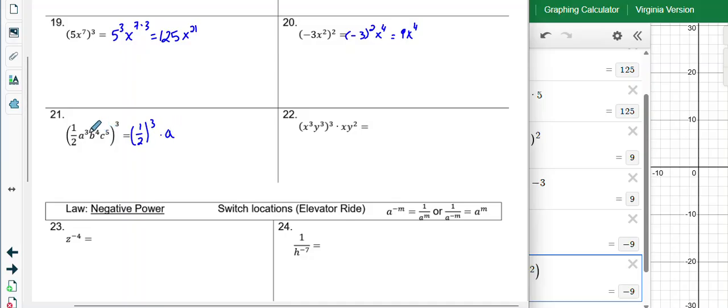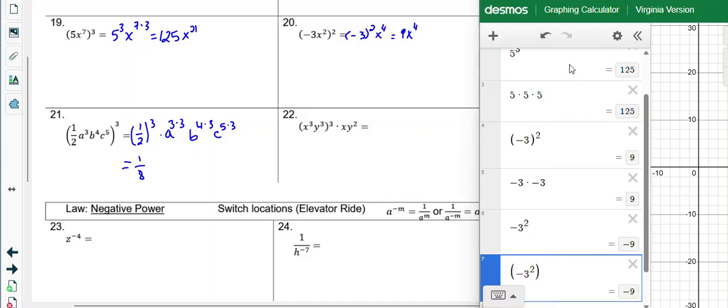So you have 3 times 3, which is 9. I'll go ahead and write it all out step by step, just so you have it in your notes. And then B, 4 times 3. And then C is 5 times 3. And then let's now simplify everything. Now, this is 1 cubed divided by 2 cubed. Okay, so 1 cubed is just 1. And then 2 cubed is 2 times 2 times 2, which is 8.